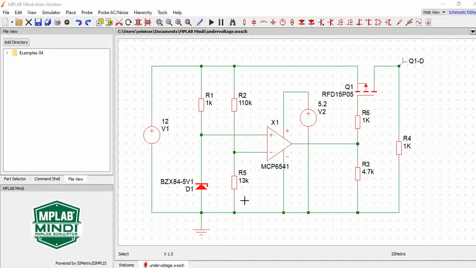So in this particular video we will talk about the undervoltage lockout circuit. So undervoltage lockout circuit, as the name says, any voltage which is lesser than a specific voltage shall not be passed on to the load and it will be cut off. So there will be a specific threshold that is set in the circuit. Once the supply voltage goes beyond that threshold voltage, the supply shall be supplied to the load.